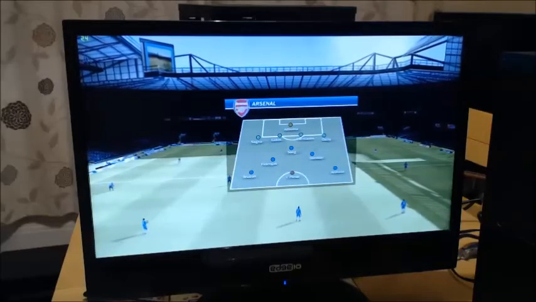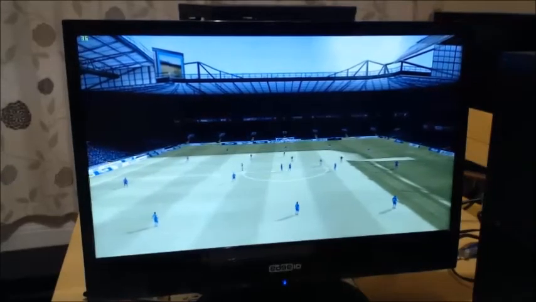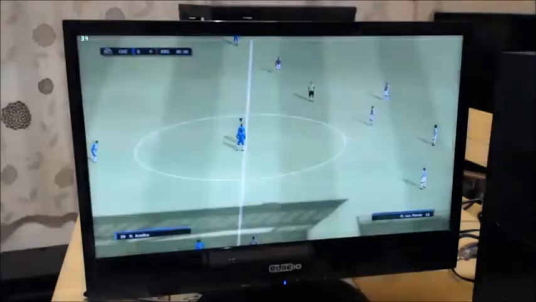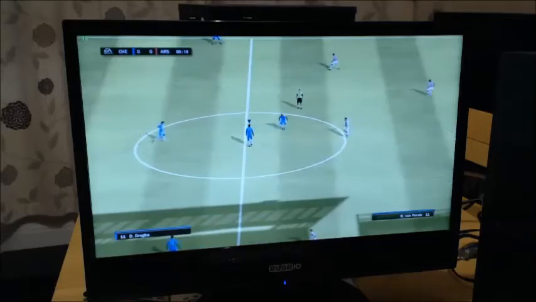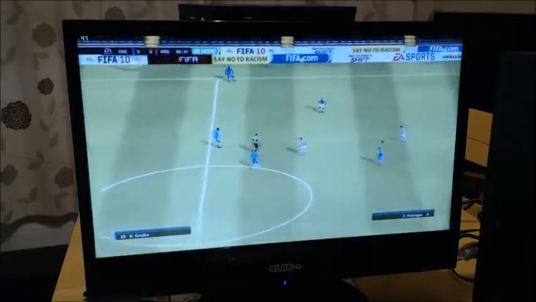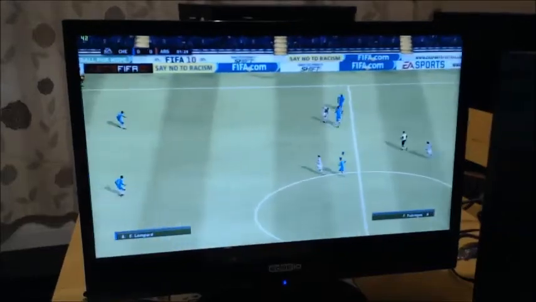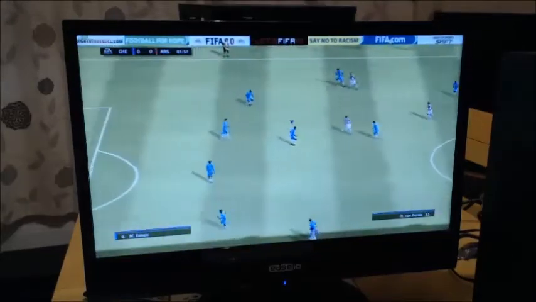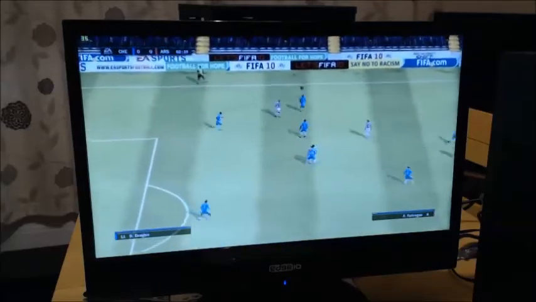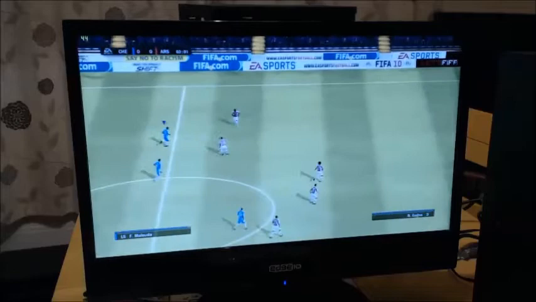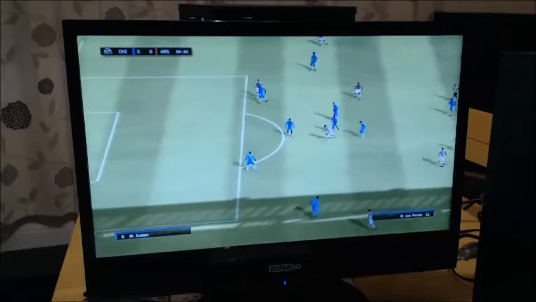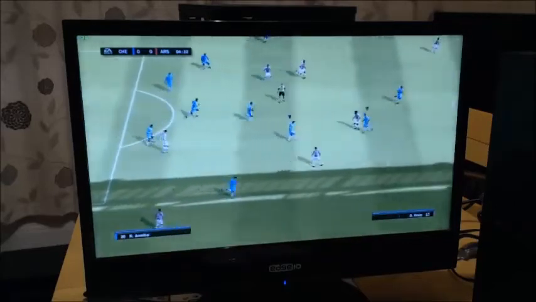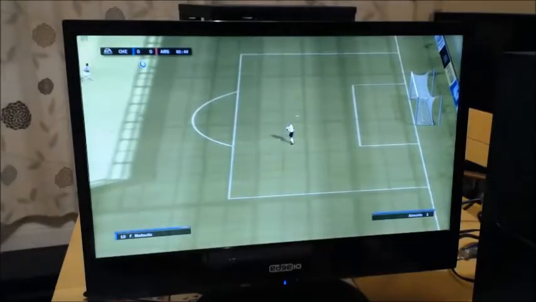Having a break from the first-person shooters, we're going to have a look at a FIFA game. This is actually FIFA 10, so it's about 10 years old. But this PC, I'll play it on high settings, no problem at all, no slowdown, and I'm sure it'll play some of the later FIFA games as well, but this is one that I had around. Yep, so no problems with that one.